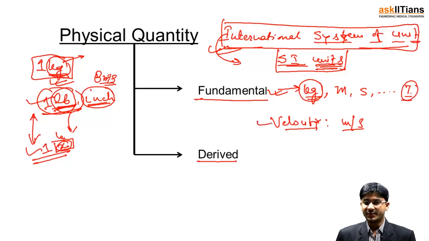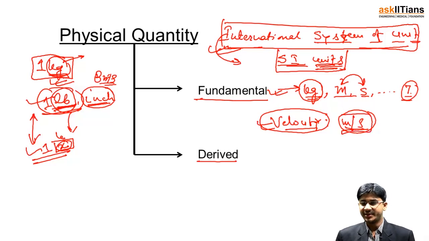Now if you see a term velocity that we have been used to in class 9th, its unit is meter per second. Now you can see that we can use the units of these two fundamental physical quantities to describe this third physical quantity. So this physical quantity can be derived from these two. These kinds of physical quantities are called derived, and the units that come in are called derived units. Like this we have 7 fundamental physical quantities that we will see in detail.